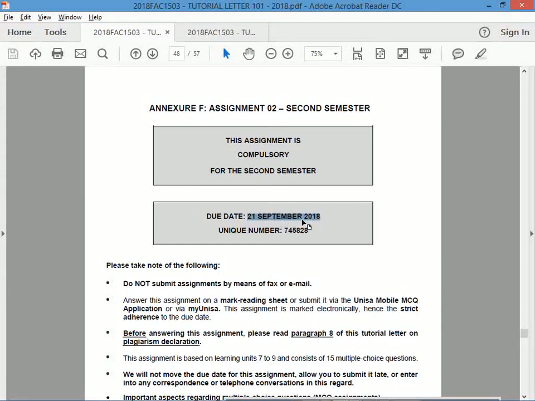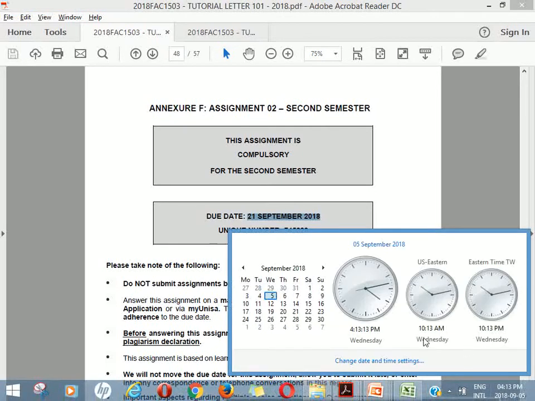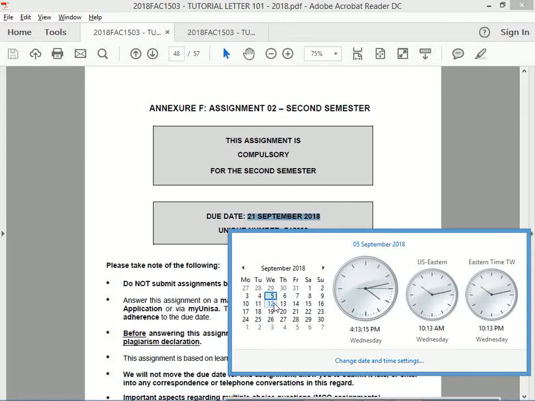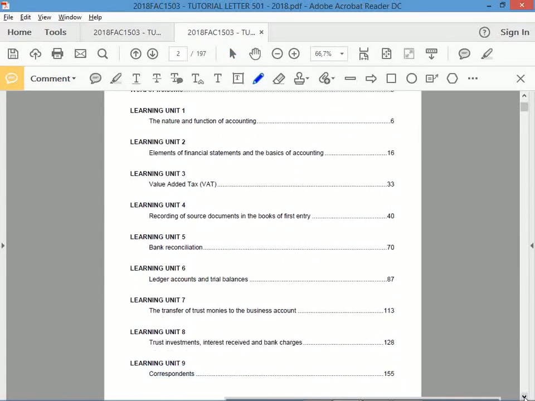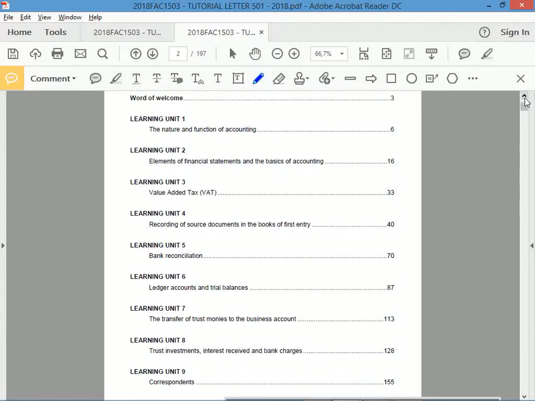Okay, so next week, I think the date is the 15th or something. Let's check. 12th. Yeah, so next week is the 12th, so we'll still have a lecture next week. Okay, we're doing actually really well. And the reason for that is because they've shortened the course a little bit. It's only 9 learning units in total. Before it used to be 16, so it used to be a lot more.